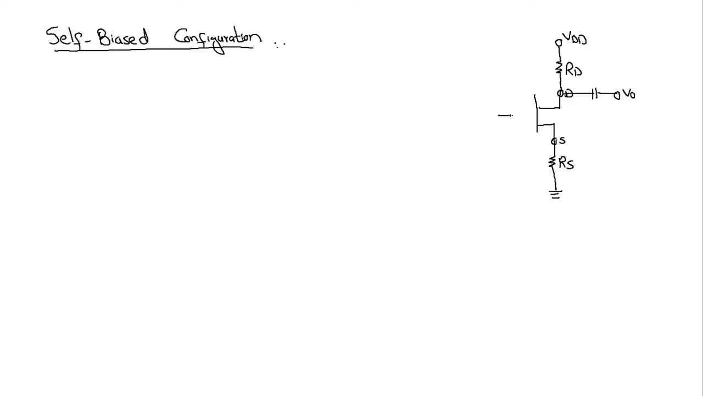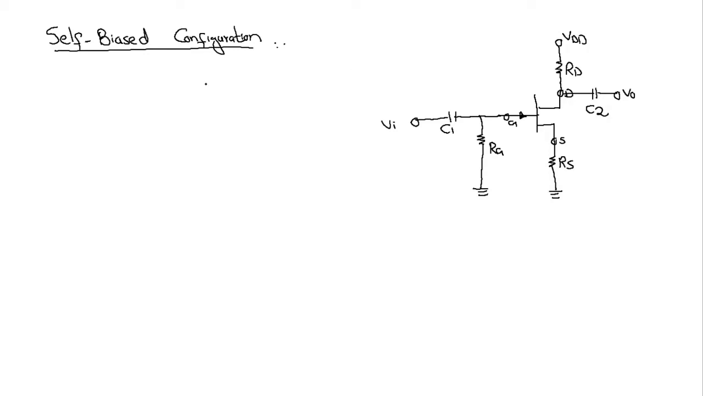Because it's an N channel JFET, the direction of the arrow will be towards here, and this is going to be my gate terminal, and from the gate terminal I am going to have a resistance RG. Then I have another capacitor followed by the input voltage Vi. This coupling capacitor is C1 and this coupling capacitor is C2. So this is my self-bias configuration.